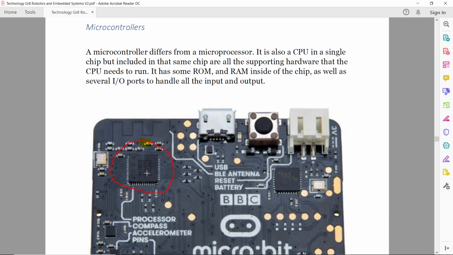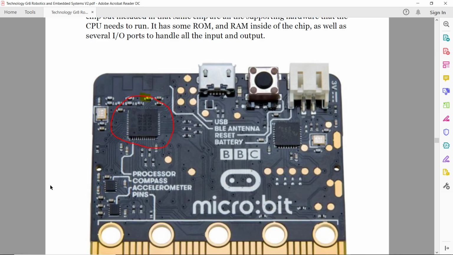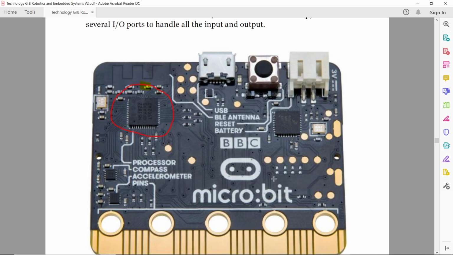The software, or let's say the firmware, because it's not quite software, the firmware that is used to run this board is also buried inside there. So there's a bit more intelligence inside. It's not just for calculation. It has some ROM inside of it, some storage, and some RAM. And it's got I/O, input and output ports on it as well. So it's a bit more than just a microprocessor. It's a microcontroller, and that's one there with the red circle around it.